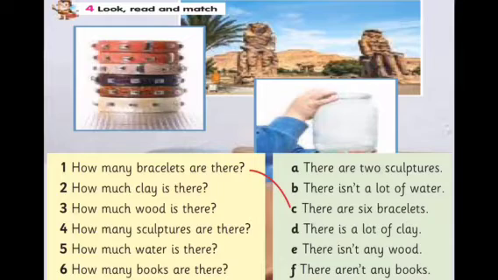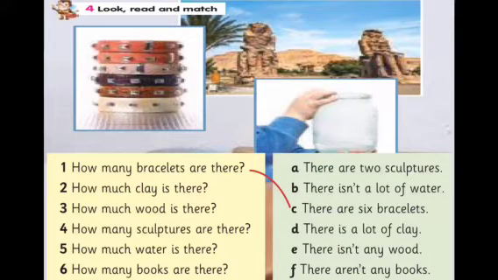Number 4, how many sculptures are there? Yeah, sculptures. Countable or uncountable? Yeah, countable. So you can say sculpture, sculptures. Okay, so you can make it countable. So you can add letter S. What is the answer? Yeah, letter A. There are 2 sculptures. Great.